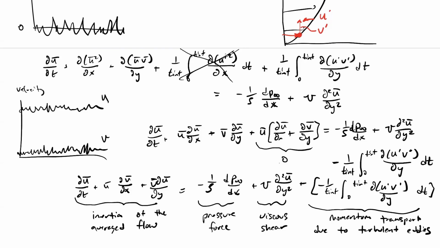Great. So now we have our new equation, but we've corrected it to not just be in terms of the average, but to be in terms of the average plus some additional contribution. This additional contribution is due to the turbulent eddies that are occurring in the turbulent flow. Okay, questions? Wow, this is going quickly, at least for me. Maybe not for you.